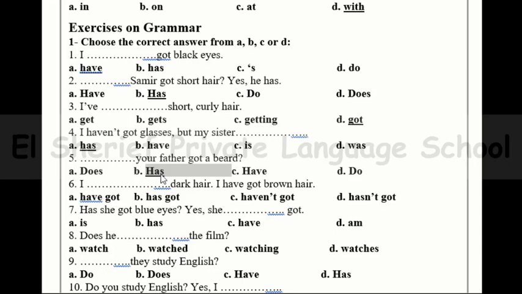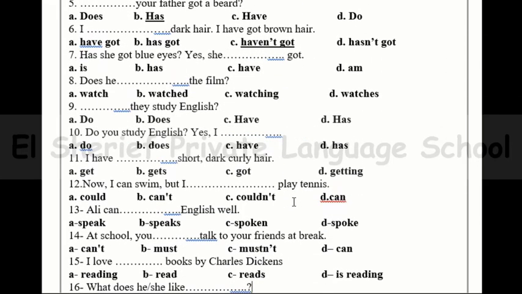I dark hair, I have got brown hair. So I have brown hair, and here I'm going to say, yes, I haven't got dark hair, I have got brown hair. Now let's move on to number 7. Has she got blue eyes? So it's easy and clear, and the answer is going to be yes. Has she got blue eyes? Yes, she has got. Now let's move on to number 8. Does he the film? I have the auxiliary does, so I must complete with the base form of the verb, and it will be yes, watch.